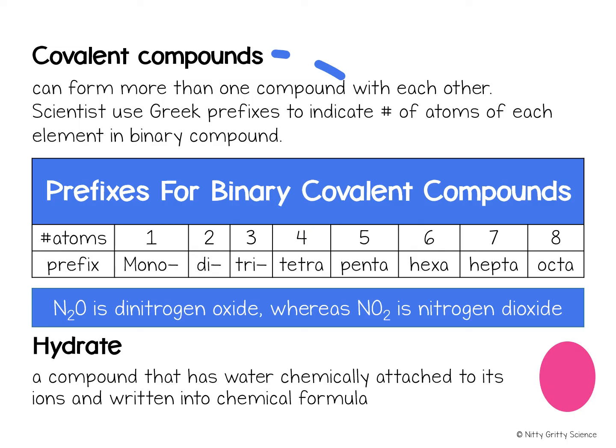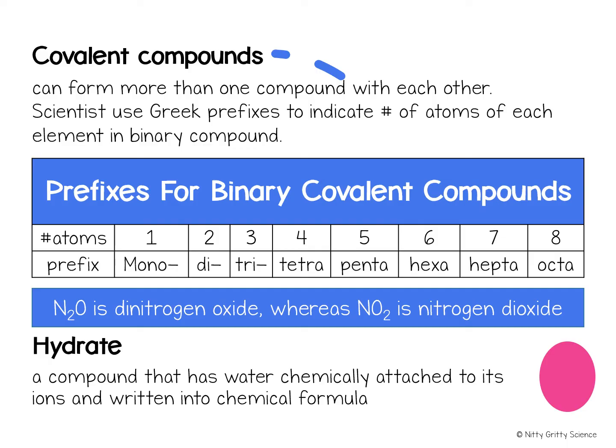Now we need to remember that covalent compounds are those formed between elements that are non-metals. So some pairs of non-metals can form more than one compound with each other. For example, nitrogen and oxygen can form N2O, NO, and NO2. Now, if you were to use the naming system that we just learned for ionic compounds, then these compounds would all be called nitrogen oxide, and this would be incorrect.